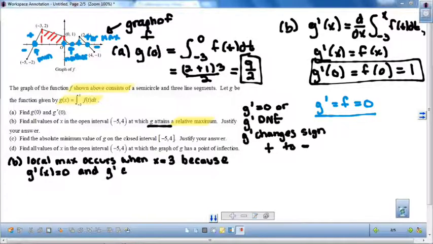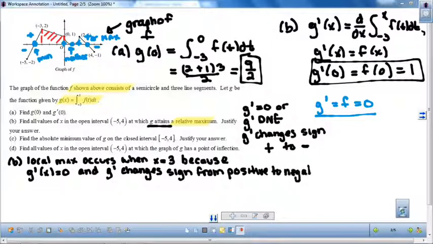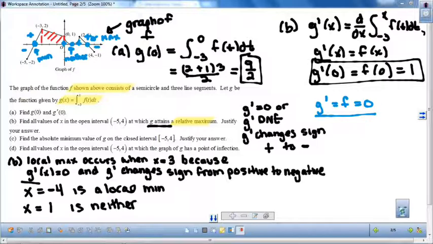I do need to explain this in a complete sentence when you justify your answer. And you also have to explain why the other 2 points are not local max.